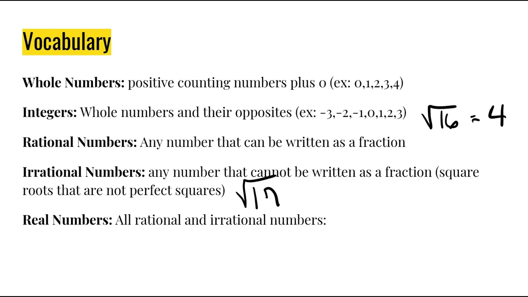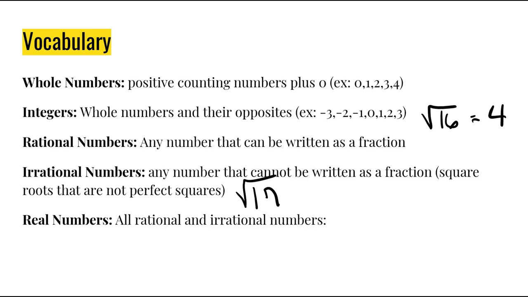And real numbers are all rational and irrational numbers. So every number we've dealt with so far, every number you're going to deal with in 8th grade, every one you might deal with up through Algebra 1 are all real numbers. So when we classify them, all of these numbers fit into the real numbers category. And remember, when we classify them, we have to put them in all the categories they fit.